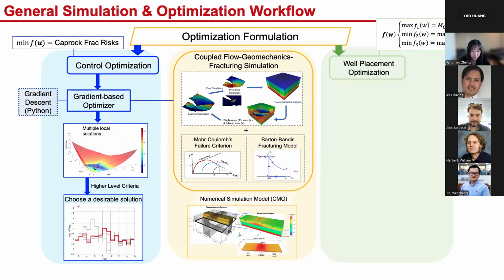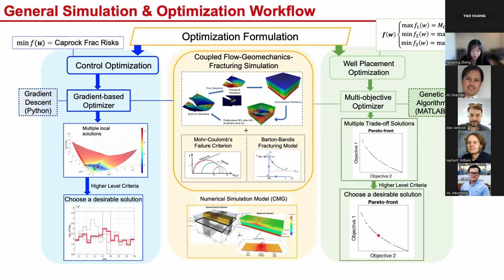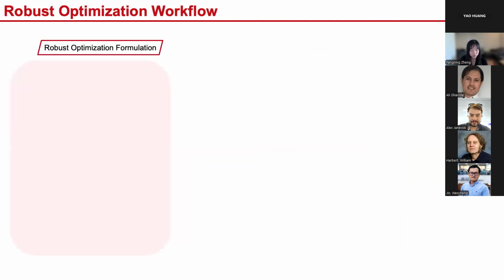I can also define the problem to both maximize CO2 storage while minimizing the geomechanical risks, such as ground uplifting and rock failure, represented by these equations here, by looking for a better injection location. The optimization variables then become the well location, and we need to use a global optimizer, such as a genetic algorithm here, to solve the optimization. We'll get multiple trade-off solutions, as objective 1 tries to maximize storage and objective 2 tries to minimize the geomechanical risks. Again, under high-level criteria, we'll choose a final desirable solution.